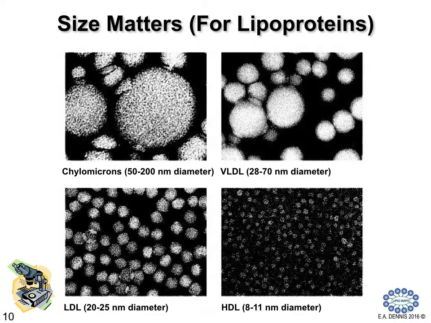Another way to think about lipoproteins is simply by size. Chylomicrons are enormous, and that's why when they're present in plasma, they reflect light so dramatically. VLDL are considerably smaller particles, LDL smaller yet, and HDL considerably smaller than the other lipoproteins.